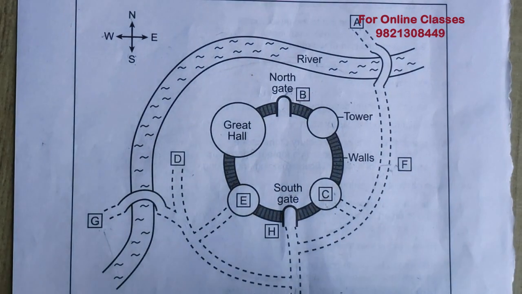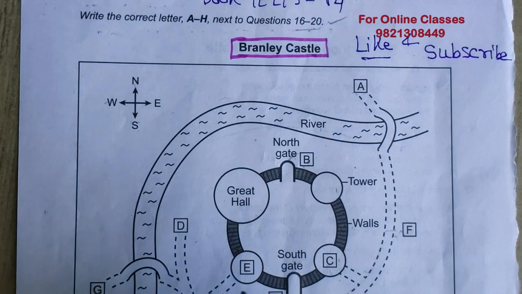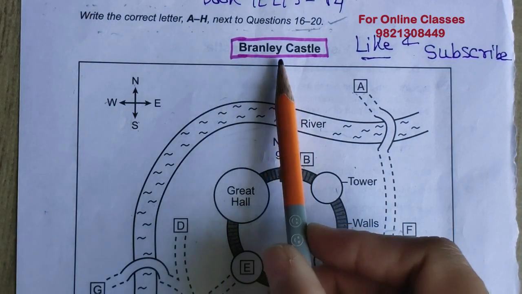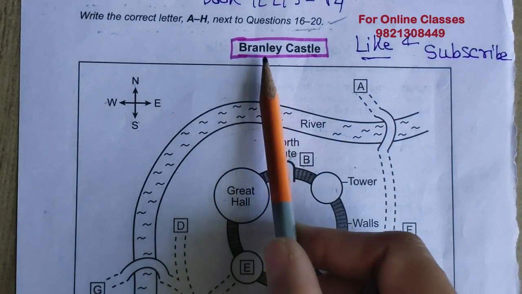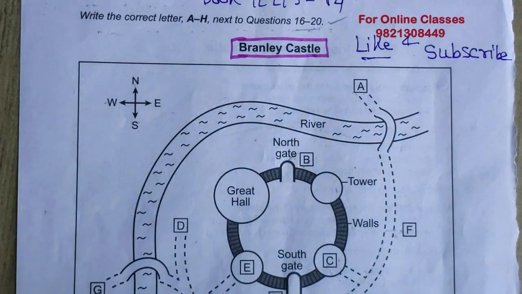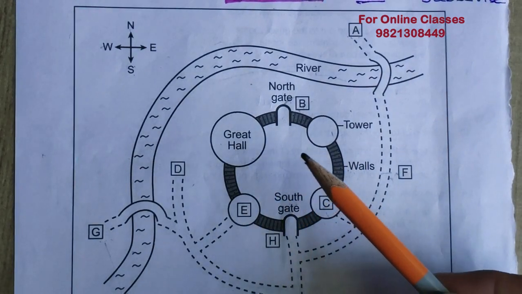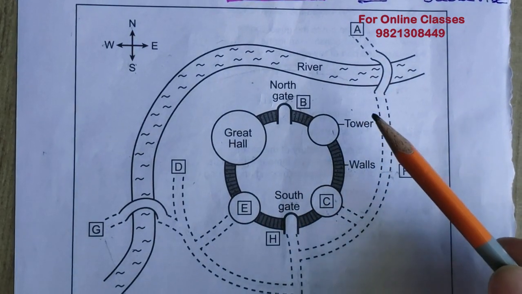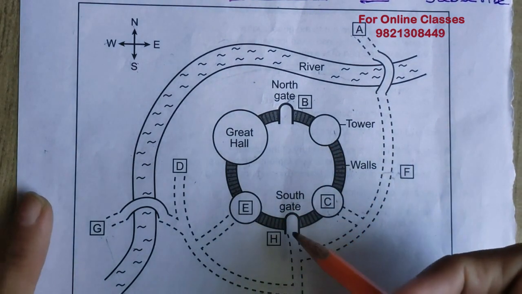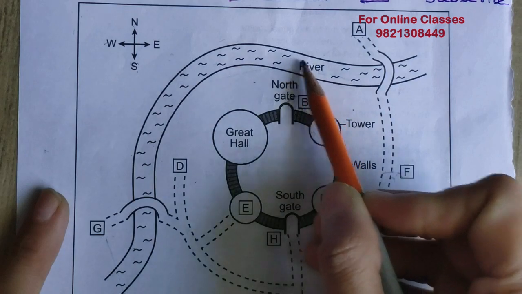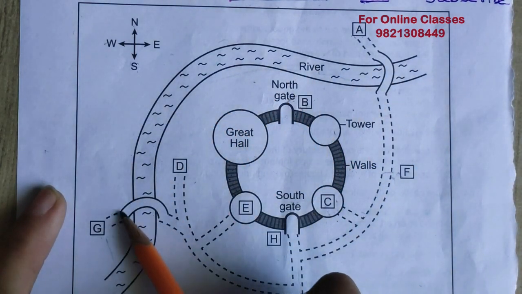Okay, after getting this kind of question in IELTS listening, first of all, always look at the title of this plan, this map, in fact, this diagram. This is Branley Castle. Okay, this is the diagram of Branley Castle. Now after this, first look at the important landmarks in the map. Like first we can see the river here. Okay, river from here to here. Okay, and there is a bridge across the river.